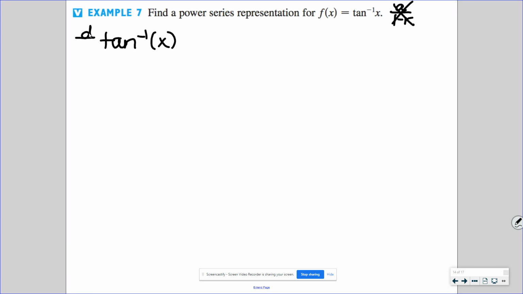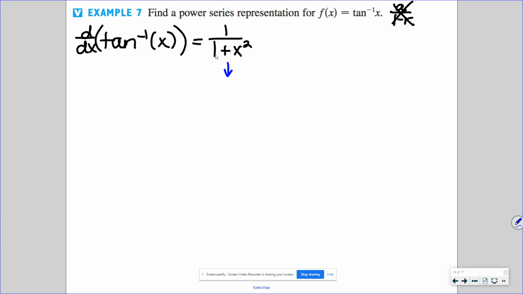Well, what is the derivative of inverse tangent? That would be something you probably have to dig back and find. The derivative of inverse tangent is 1 over 1 plus x squared. Is that closer to the format we're looking for? Yes. So we're going to work with this. We're going to find a series to represent 1 over 1 plus x squared, and then we'll go backwards to find the series for inverse tan.